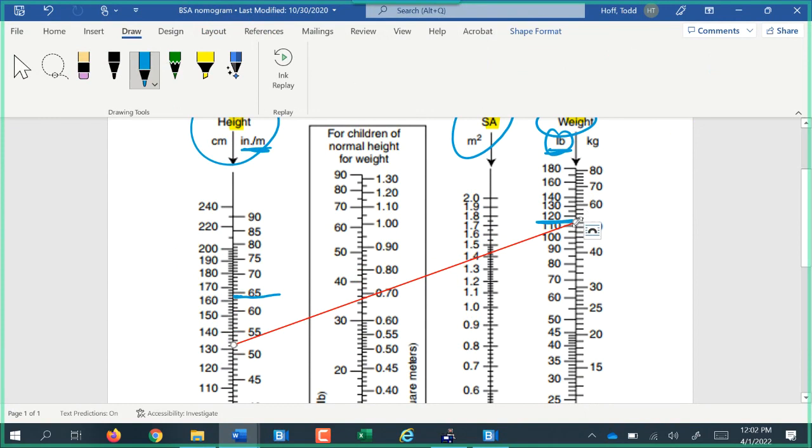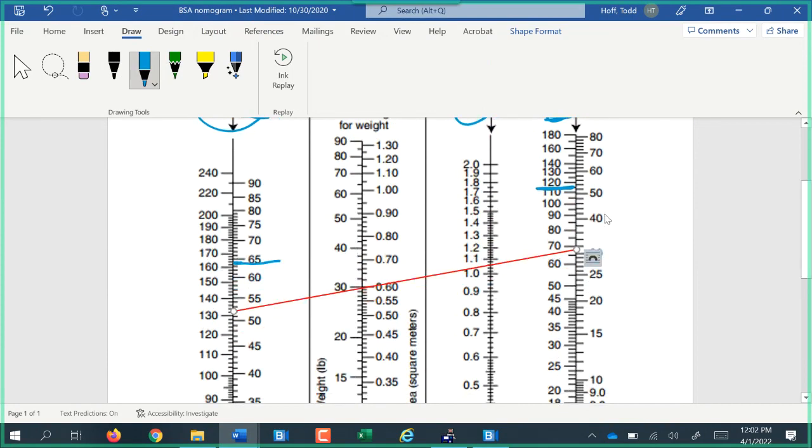Over here, the 31 kilograms. There's 30. Now this is not 31. That's actually 32. So we're going to go partway in between here. Again, from 30 to 40 is 10 kilograms. There are only 5 spaces, so each space is 2 kilograms.